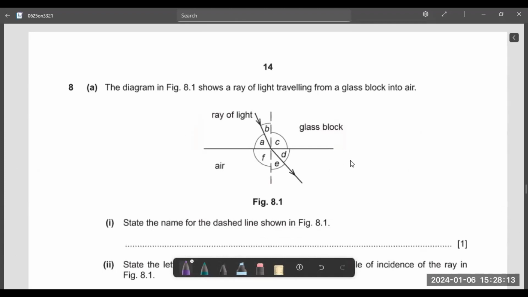The diagram in figure 8.1 shows a ray of light traveling from a glass block into air. State the name for the dashed line as shown. So this is the dashed line. This is actually the normal.